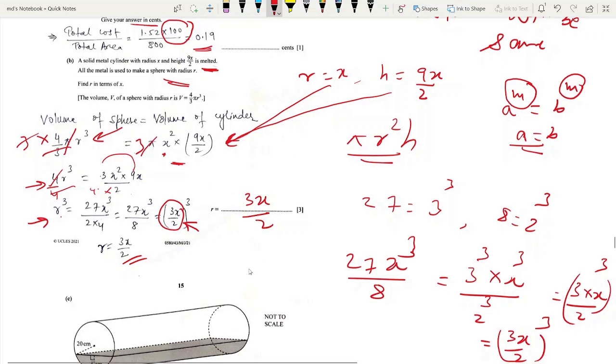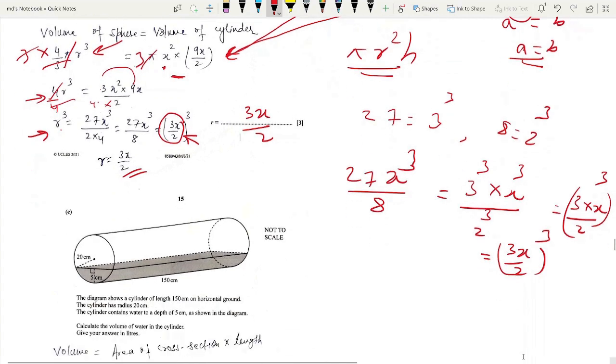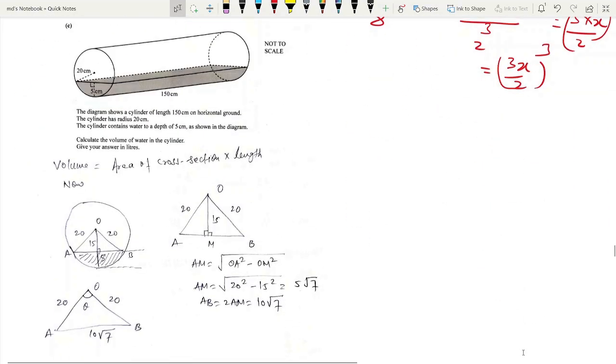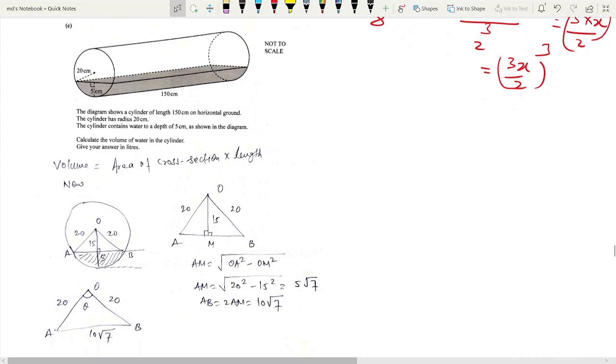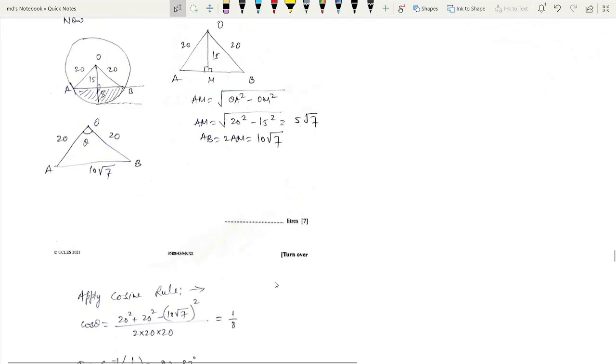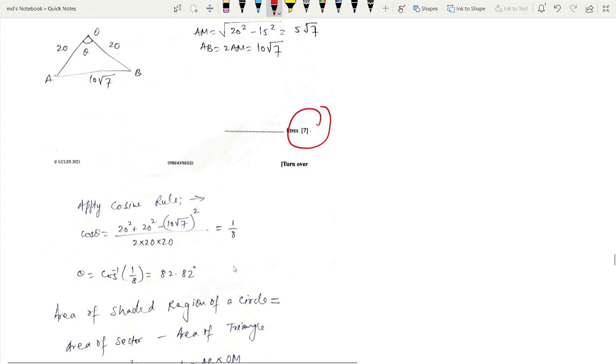Okay, and now we got the C part, which is a wonderful question, no doubt. Would you like to check? This is for how many marks? You can check. This is for 7 marks, right? 7 marks. So we are going to understand this one.